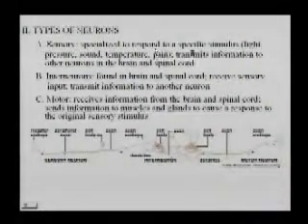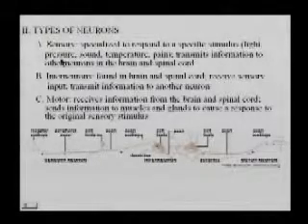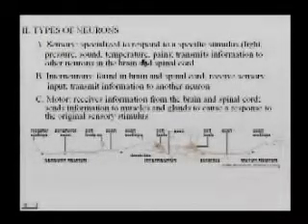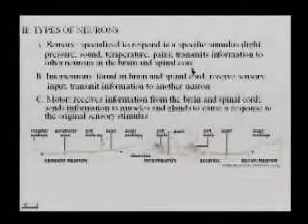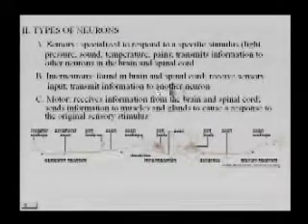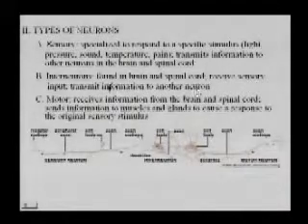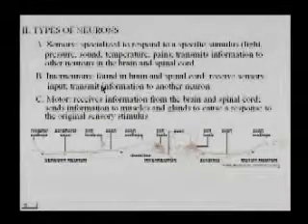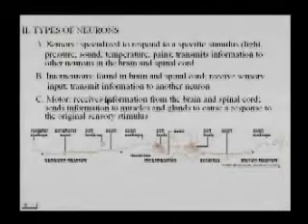So the sensory neurons are specialized to respond to the specific stimulus: light, pressure, sound, temperature, pain. They transmit information to other neurons in the brain and spinal cord. The interneurons are found in the brain and the spinal cord. They receive the sensory input and transmit the information to another neuron or to groups of neurons. We now have to begin to picture hundreds of thousands of neurons committed to certain functions distributed throughout the CNS.